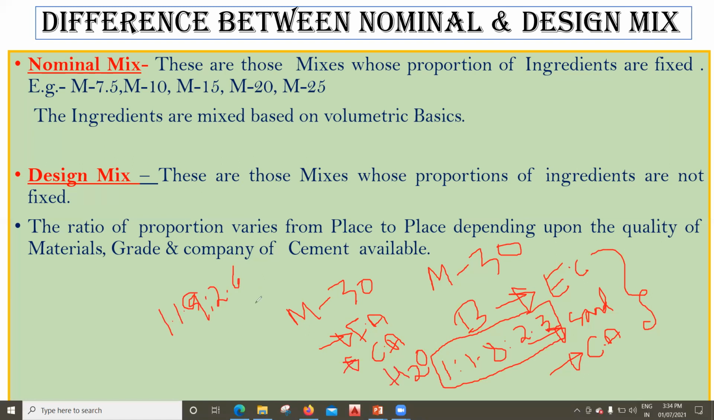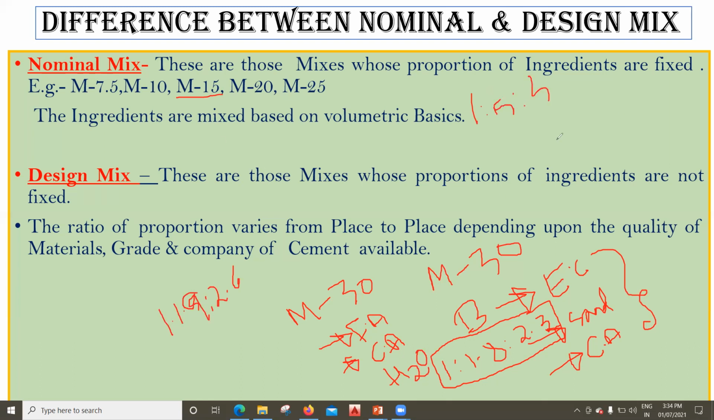And based on the materials that are available and based on the site condition, this thing will change. But whereas in nominal mix, the moment I say M15, let us say I'm in Bangalore, and if I say M15 grade of concrete I need to prepare, it's 1 is to 1.5 is to 3. You'll not ask me another question.